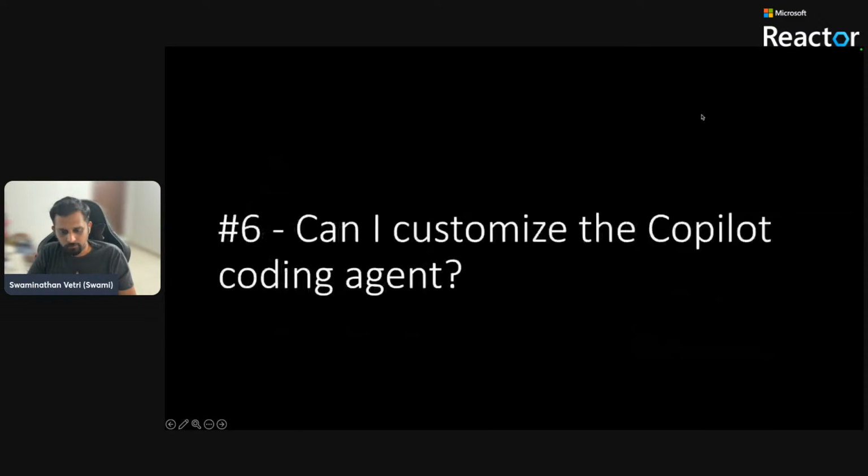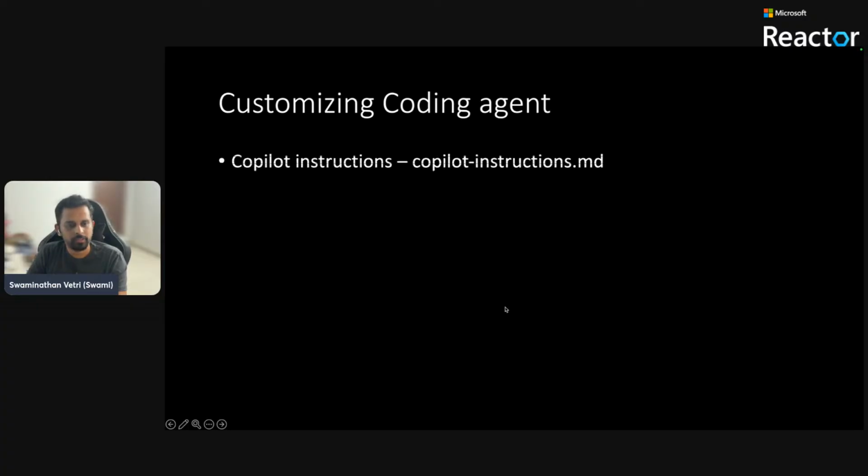Okay, so now back to this one. I talked about the coding agent, which is going to do everything by itself. Now, how do we customize it? How do we know what kind of setup it needs to do, and how can we make it work the way we want? That is where two things come into the picture. One is Copilot instructions, which we saw. For agent mode, the coding agent also considers this copilot-instructions.md file, and it uses the instructions here to create the code.